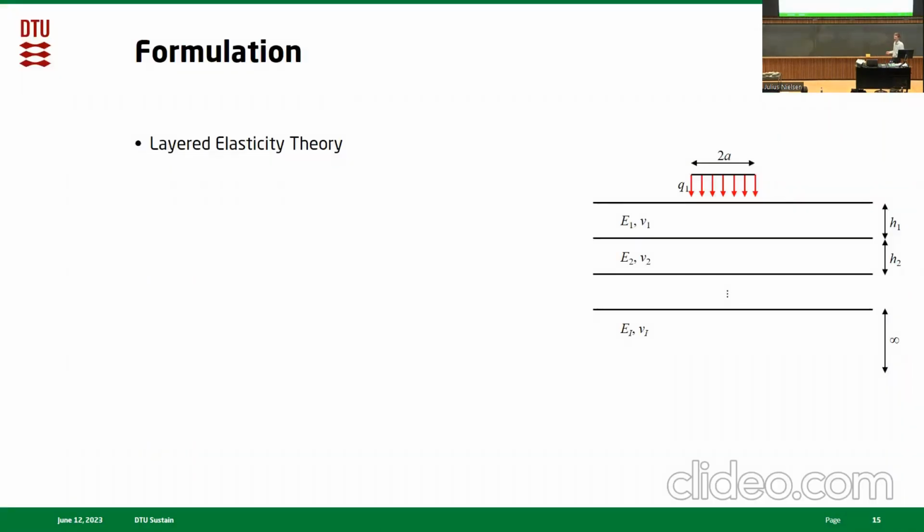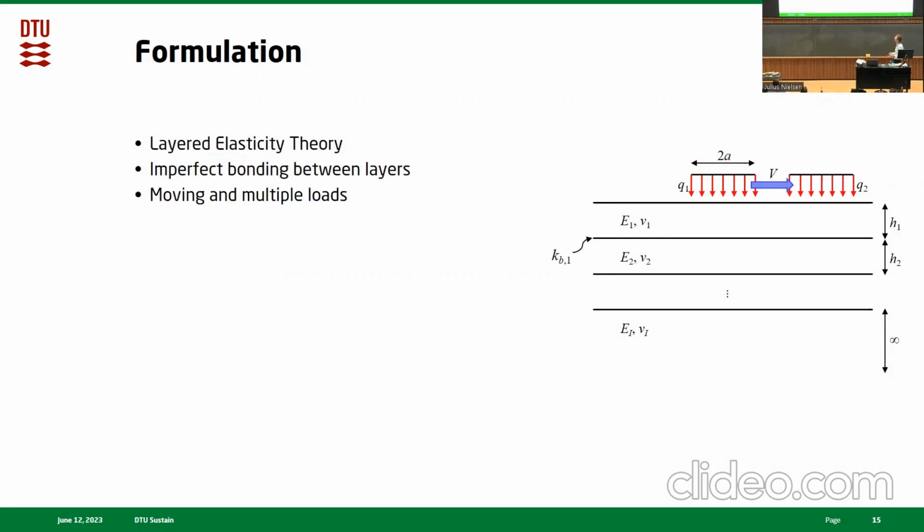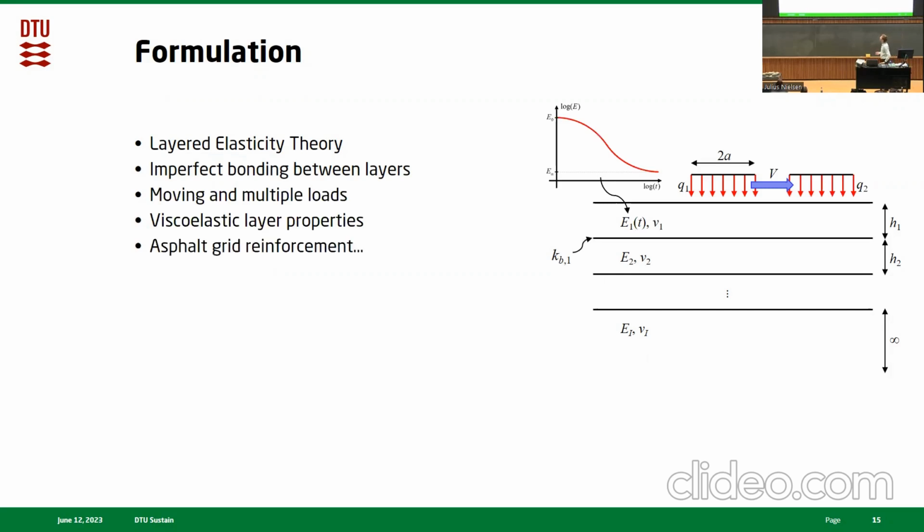The formulation we considered was based on layered elastic theory. We included the imperfect bonding between layers, moving and multiple loads were added to the framework, and viscoelastic layer properties are also included. So all these are something that people have been working on before. There's nothing new in how this is developed in theory. So we just took the theory and implemented it. Now the asphalt grid reinforcement is kind of the new thing in this PhD project.